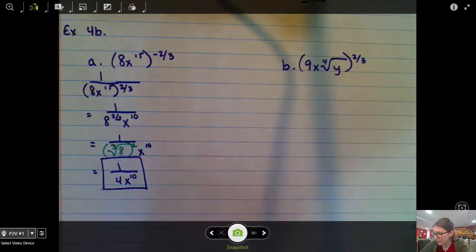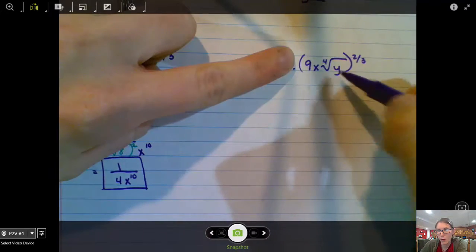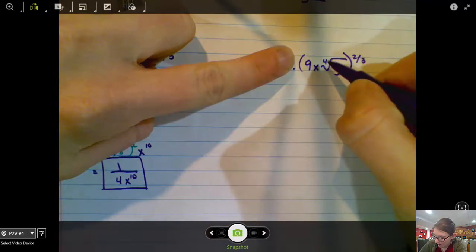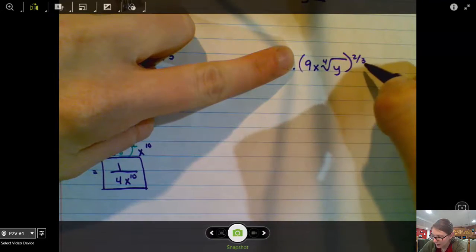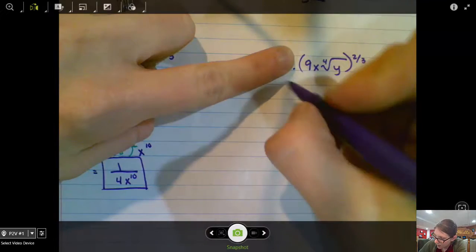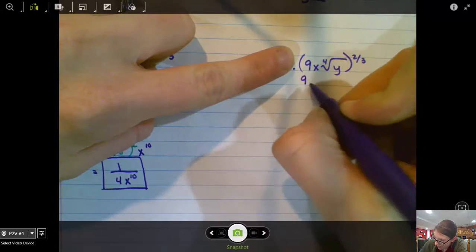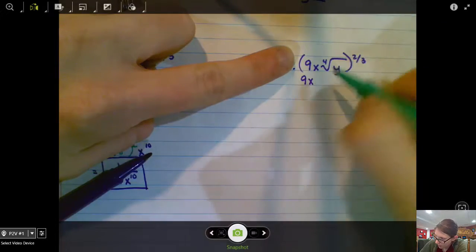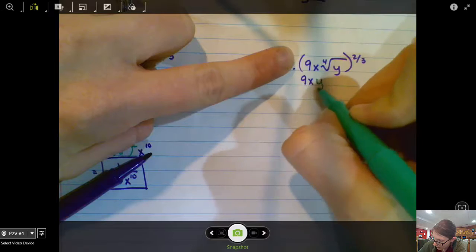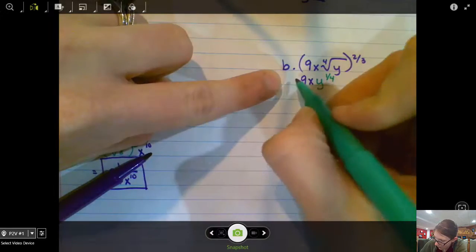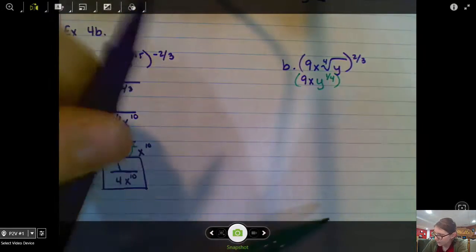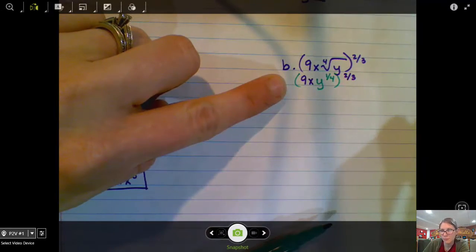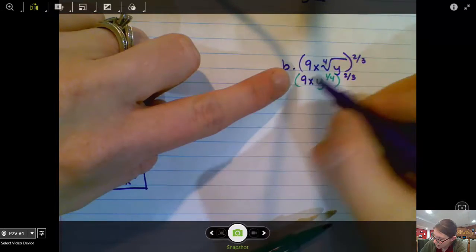Okay, example 4b. 9x, 4th root of y, to the 2/3 power. All right, I have this radical, I have this rational exponent. Let's at least get consistent. So just like in example 4a, part A, I'm going to start off by changing this 4th root of y to a rational exponent, y to the 1/4 power. And then this is all to the 2/3. Okay.